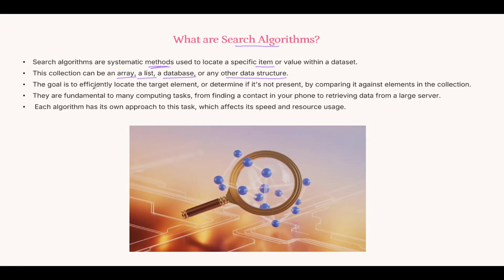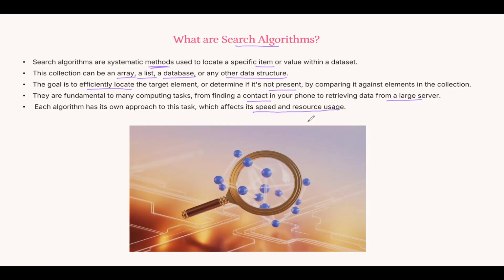The goal is to efficiently locate the target element, or determine if it's not present, by comparing it against the elements in the collection. They are fundamental to many computing tasks, from finding a contact in your phone to retrieving data from large servers. For example, if you're using a search option in your contact list, or searching for a particular word in a message, in all these cases we are using search algorithms. Each algorithm has its own approach to this task, which affects its speed and resource usage.